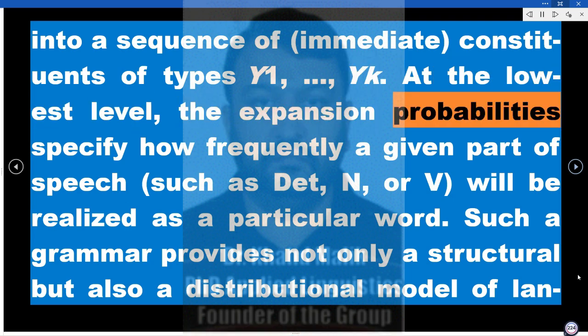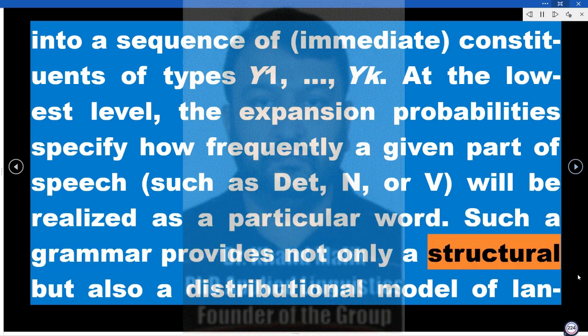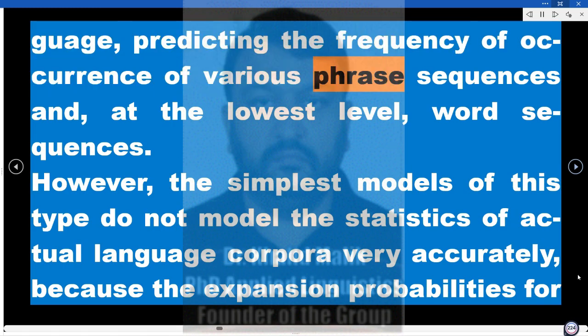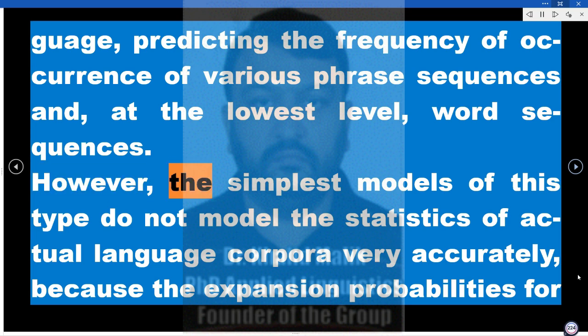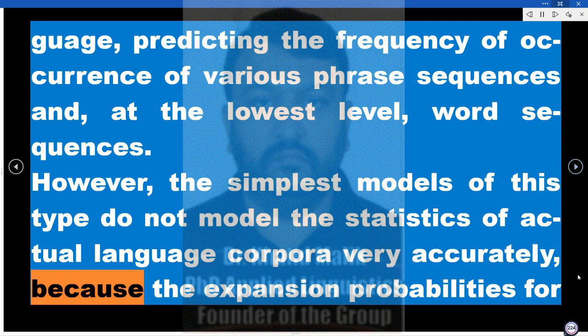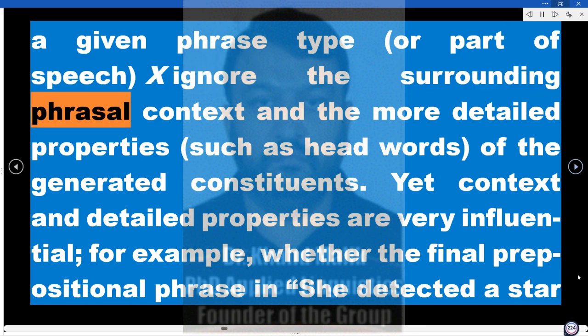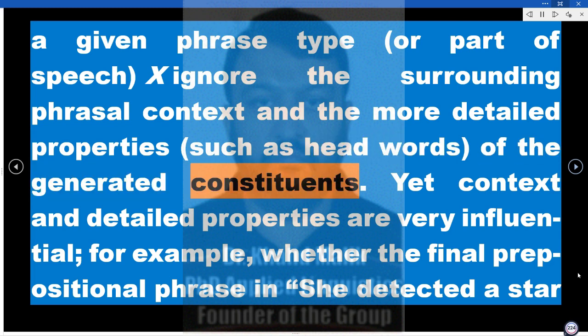At the lowest level, the expansion probabilities specify how frequently a given part of speech, such as det, n, or v, will be realized as a particular word. Such a grammar provides not only a structural but also a distributional model of language, predicting the frequency of occurrence of various phrase sequences and, at the lowest level, word sequences. However, the simplest models of this type do not model the statistics of actual language corpora very accurately, because the expansion probabilities for a given phrase type, or part of speech, X ignore the surrounding phrasal context and the more detailed properties, such as head words, of the generated constituents.